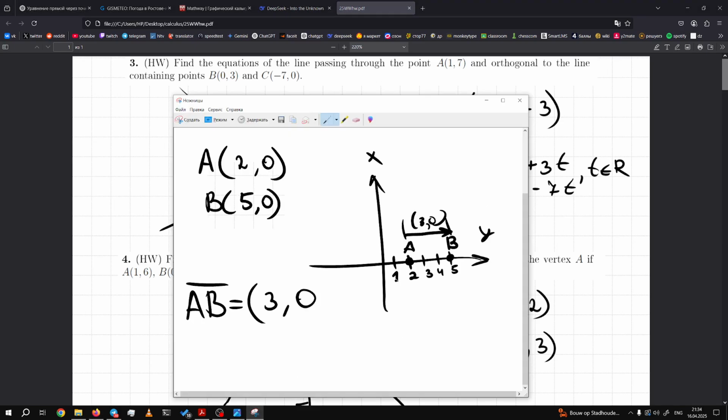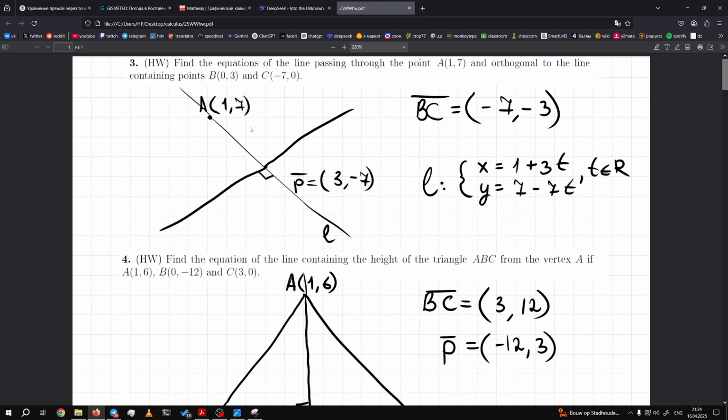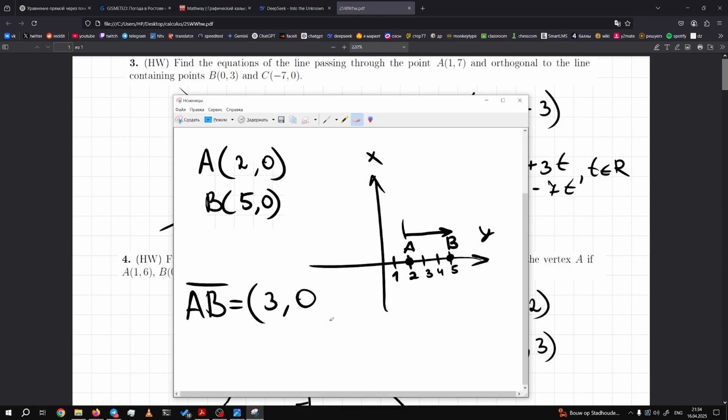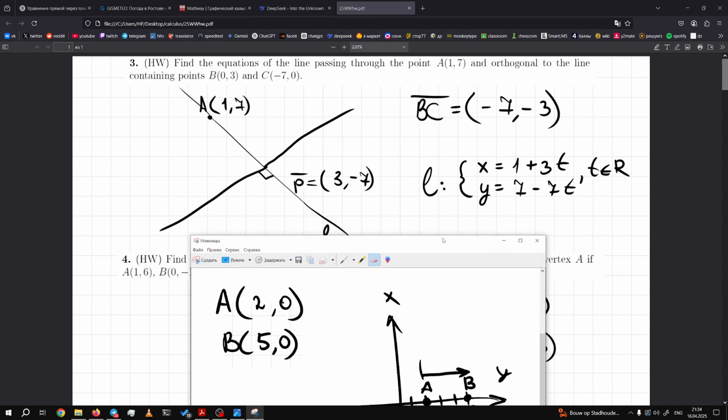find what we need to write the equation of the line. We need to take a point and a directional vector. As we can see, this line is orthogonal, so we need to find a vector orthogonal to BC. How to do this?